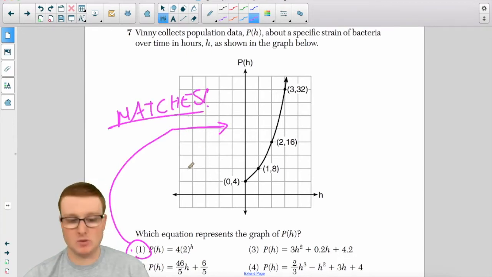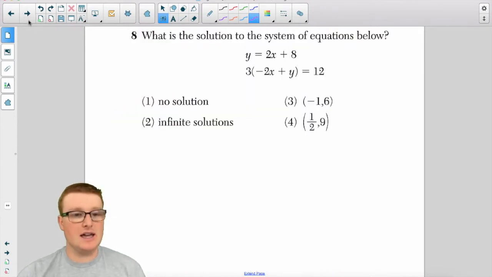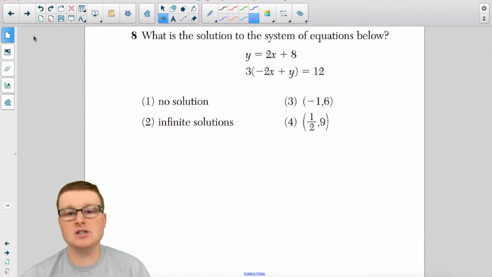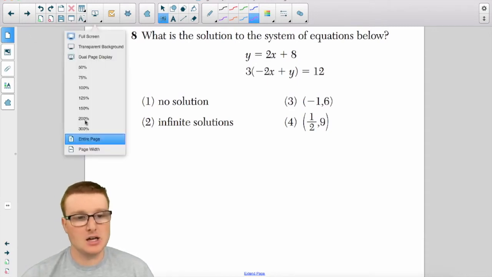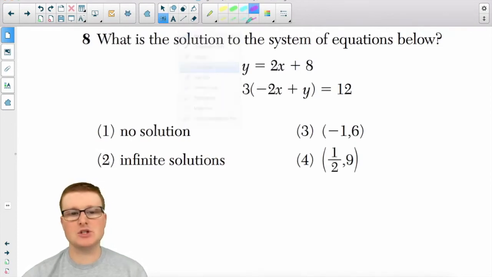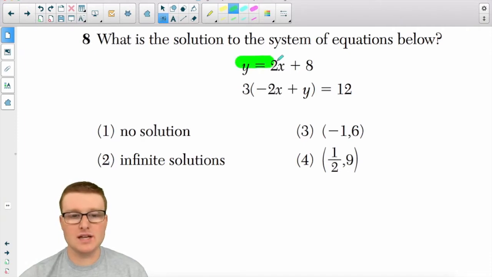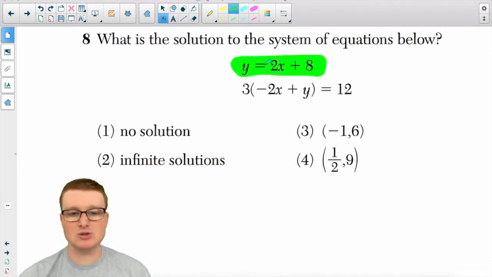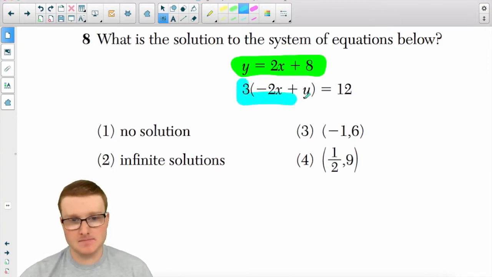Pretty simple question, okay? Moving on to question number 8. What is the solution to the system of equations below? Okay, so there's a couple ways that you could do this. First and foremost, they give you two equations, of course, because it's a system of equations. And we're given that y is equal to 2x plus 8, okay? And we're given this.